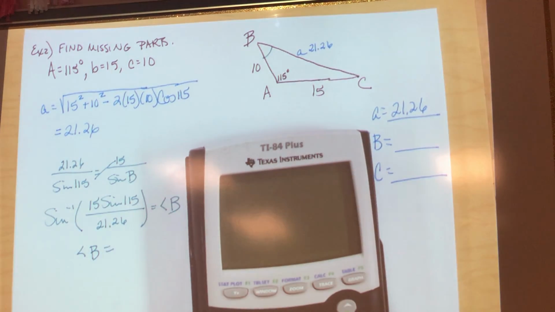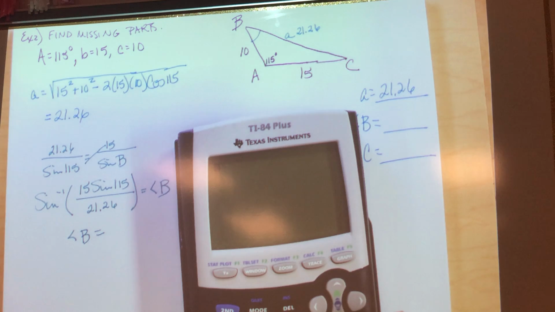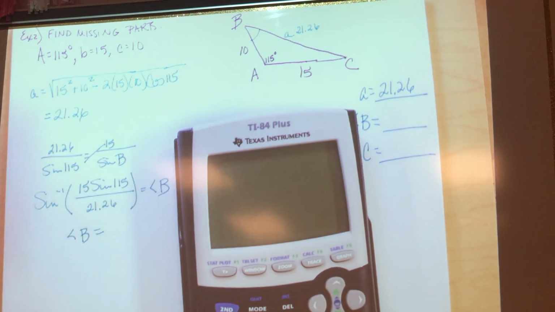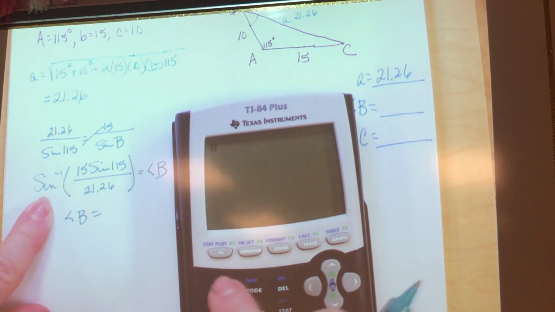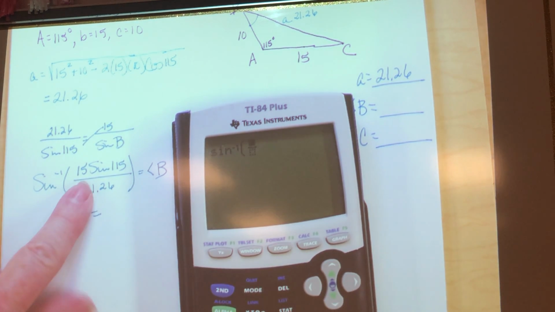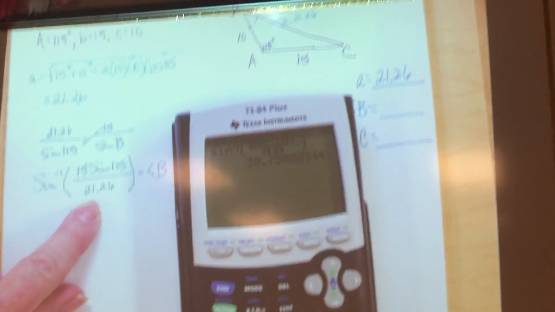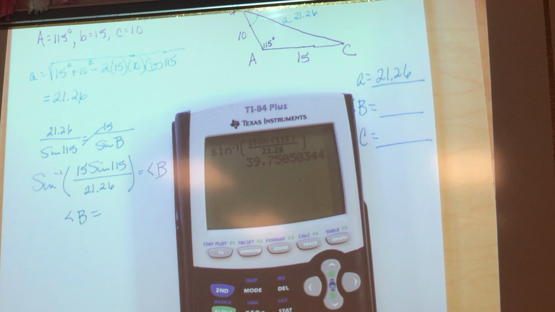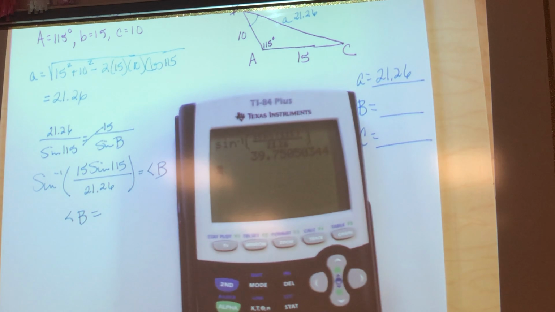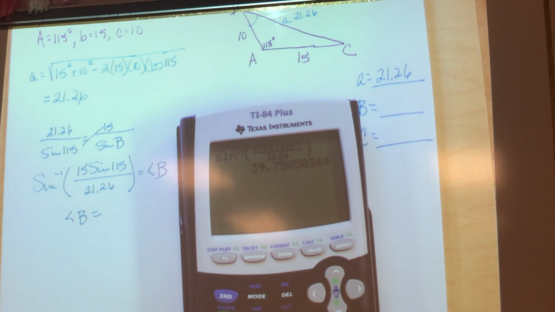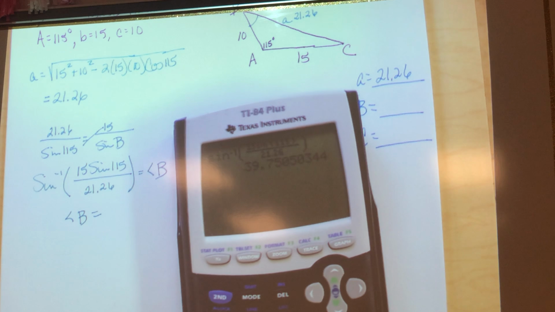So in my calculator, I'm going to go inverse sine, give me a fraction, 15 times the sine of 115, close the parentheses, go down on the bottom, 21.26, and 39.7, or 8, is that right? 39.6. I got 39.76. I got 39.73. I typed the whole thing out.